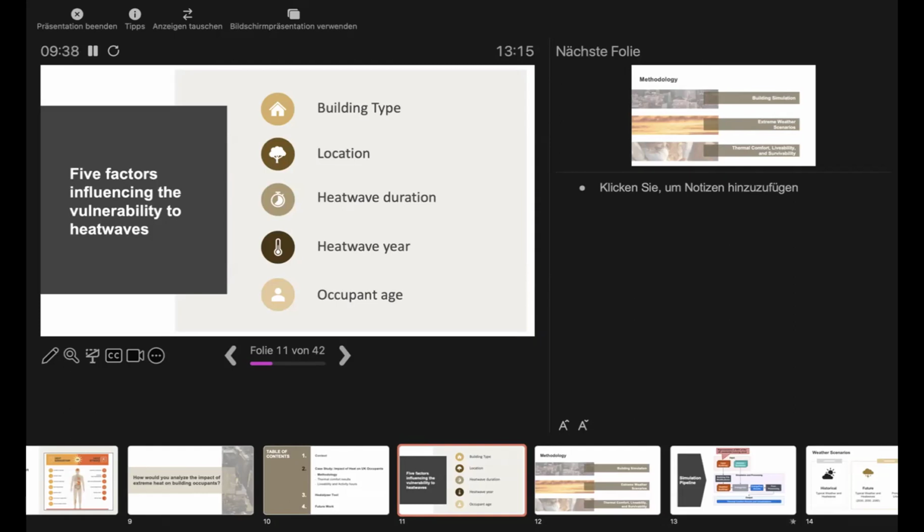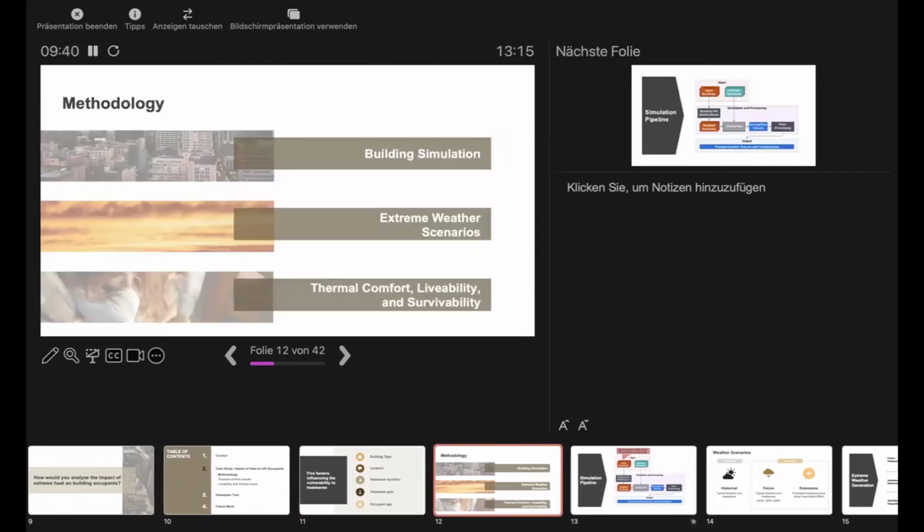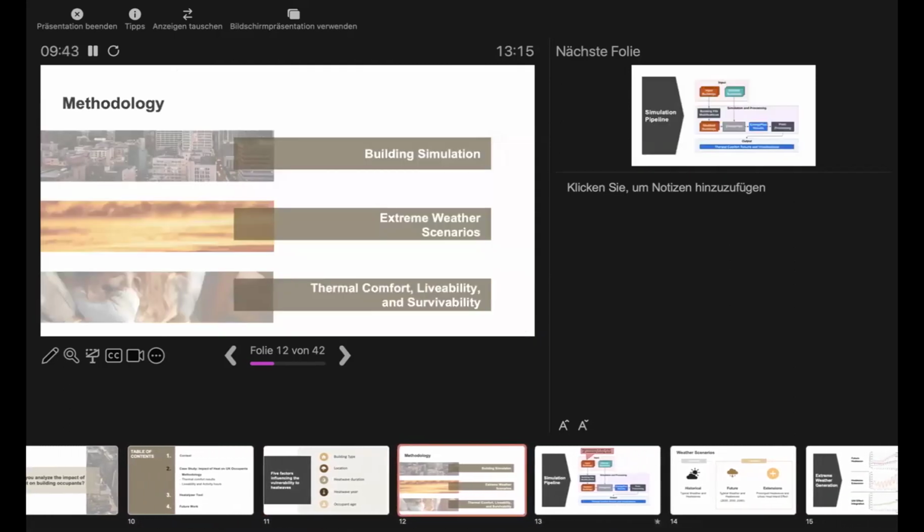And how we analyzed it is based on 3 main components. First of all, we did building simulations, which means that we use different building constructions and weather scenarios, and then simulated the indoor conditions over the whole year for these combinations of building and weather data. Then for the weather data, it's very important that we look at extreme scenarios. We're very interested, of course, in extreme heat waves and longer lasting heat waves. So we essentially created some extreme weather data ourselves.